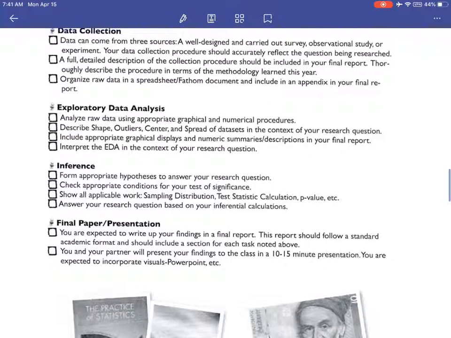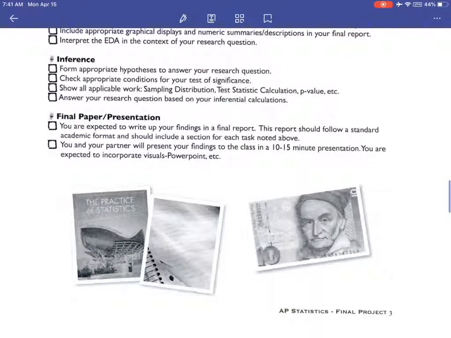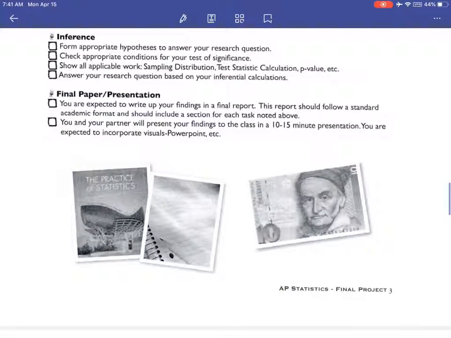Then you have your exploratory data analysts. So that's your coming up with your summary stats, your dot plot, box plot, stem and leaf plot, one of those types of summary graphs. And then your inference after that. So coming up with your significance test, full significance test, and then lastly, they come up with a final write up on your reports.